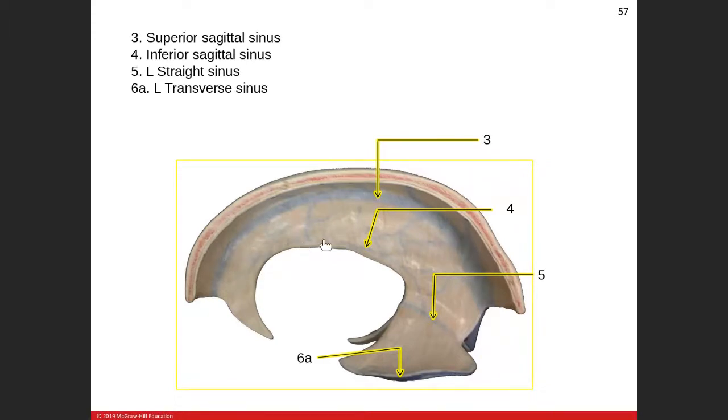Then you have much smaller down here, the inferior sagittal sinus, all right? And then where the falx cerebri meets the tentorium cerebelli, again, that's another dense connective tissue, dural septa, it will form the straight sinus here. And you can't really tell because it's not the best, but along the margin, right where that arrow is pointing to, that's the transverse sinus.